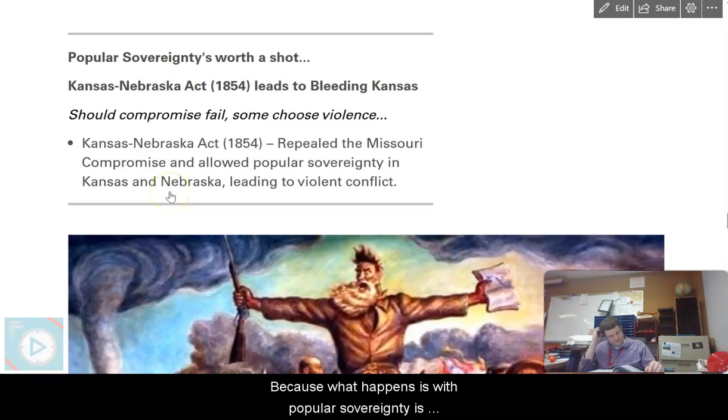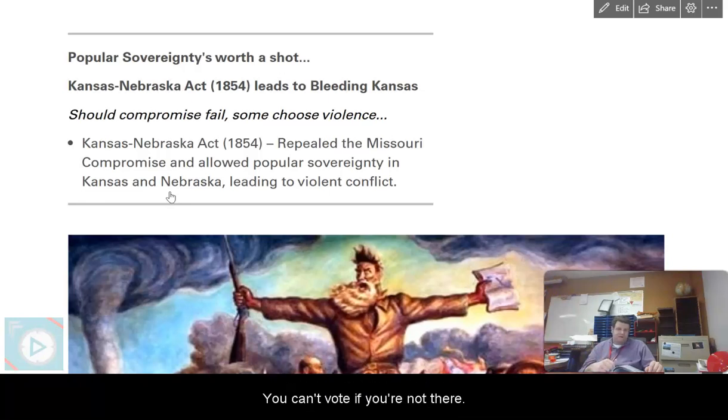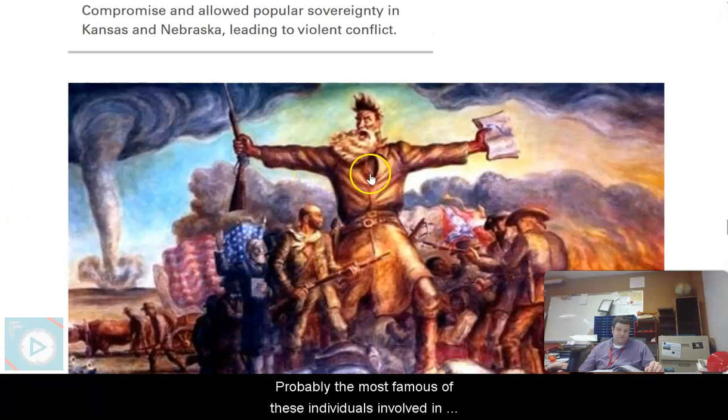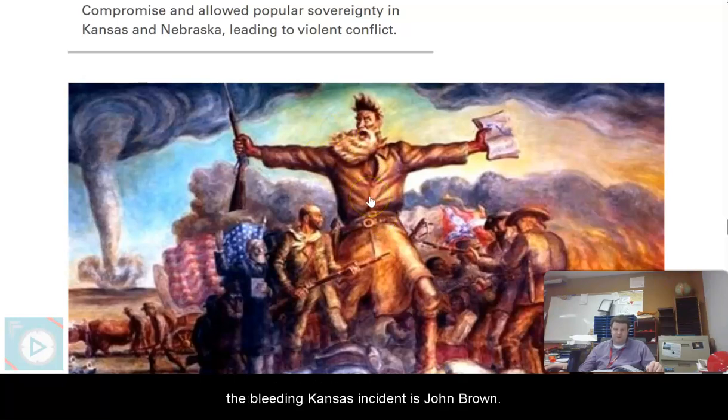Because what happens with popular sovereignty is, okay, you're pro-slavery. Well, how do you get people to vote your way? Well, you can't compel them. So what if you try chasing them out of the territory? You can't vote if you're not there. Well, same goes for the anti-slavery people. What if we chase out the people who are voting for slavery? And this is why Kansas is called Bleeding Kansas, and a lot of fighting occurs there. Probably the most famous of these individuals involved in the Bleeding Kansas incident is John Brown. John Brown woke up and chose violence. We'll talk about him more.